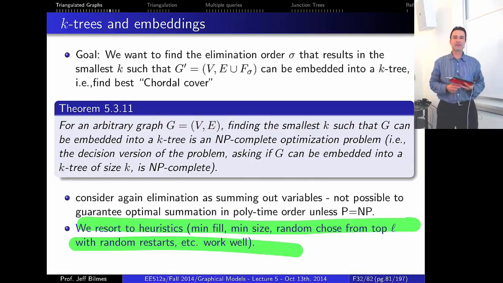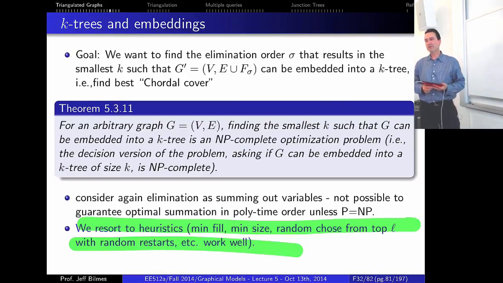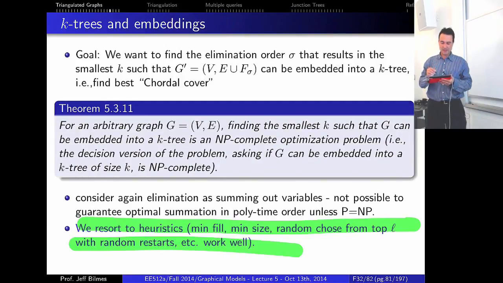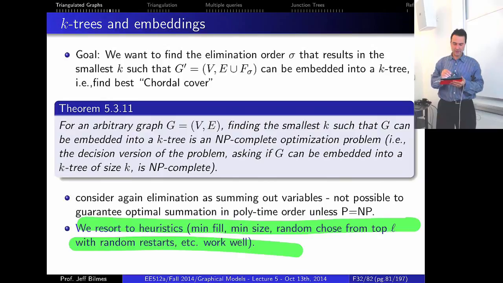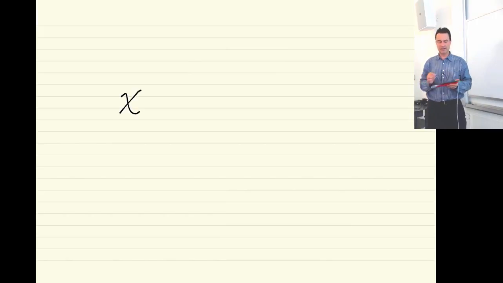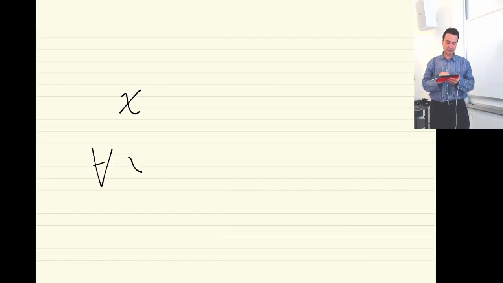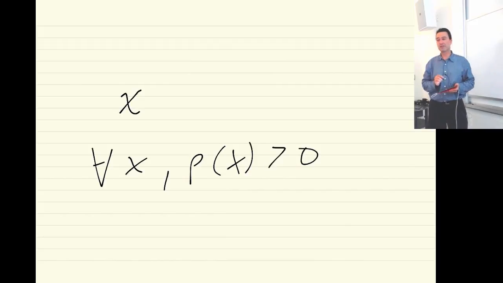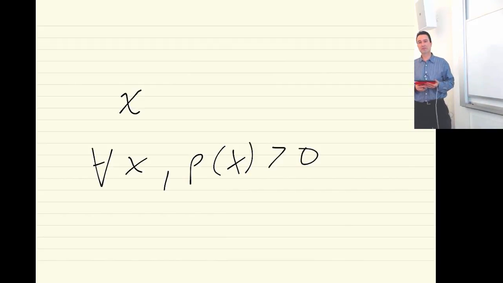Okay, so we're back. One question came up during the break: what do I mean by a positive distribution? You will find this definition fairly simple. So x is a random vector, a vector over n random variables, and a positive distribution is such that for all x, p of x is strictly greater than 0. For example, a Gaussian is a positive distribution.